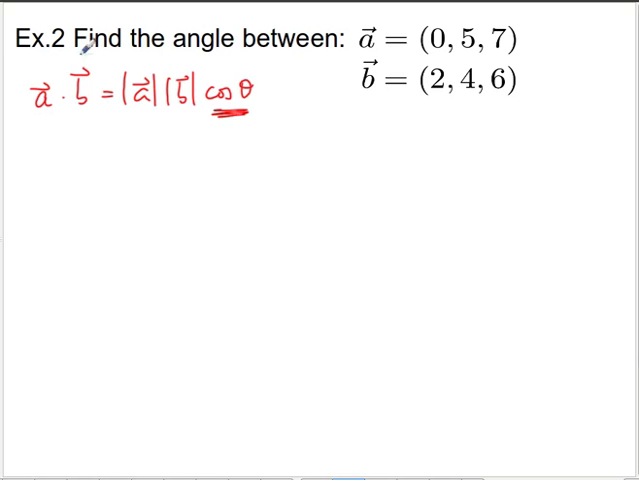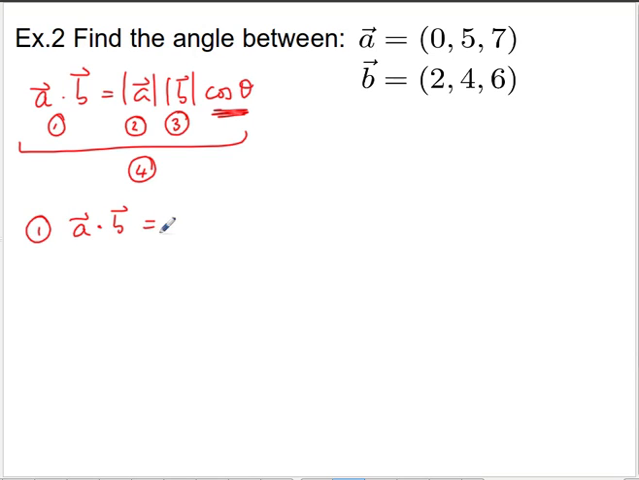I could do all of this together, but it would make for a fairly large and long expression, so I'm going to do one piece at a time. So let's figure out this part first, then I'll do my magnitudes, and when I'm done that, I will put it all together. So let's go ahead and do part one, which is my A dot B.